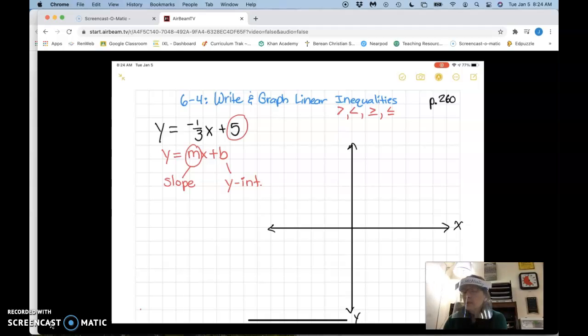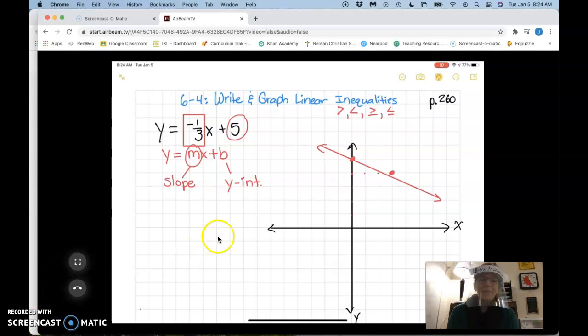So this is where the graph goes through the y-axis. On the y, I'm going to go to positive 5, right there. And then from that point, my slope is negative 1 over 3. So that means I'm going to go down 1 and over 3. And that's how to graph. Okay, I totally missed the point, but pretend like I didn't. But that's how to graph a line.